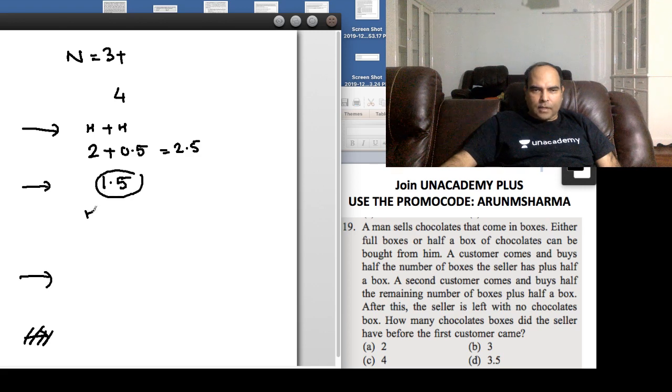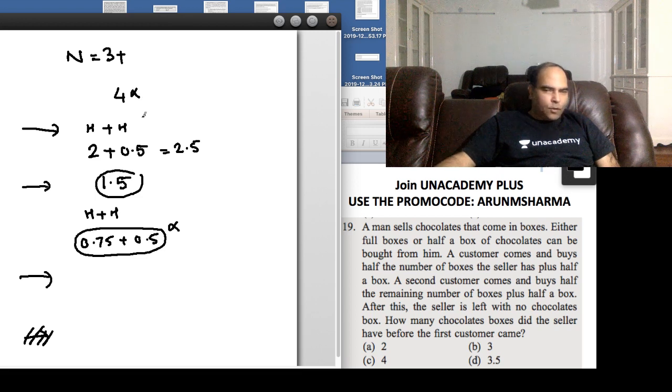And the second half plus half iteration will bring it down to 0.75 plus 0.5. And according to the question, as you can see here, you can't pick up 0.75 boxes. You can only pick up half a box or full boxes. So 0.75 plus 0.5 does not work here, and hence 4 will not be the right answer. You can't really do that.